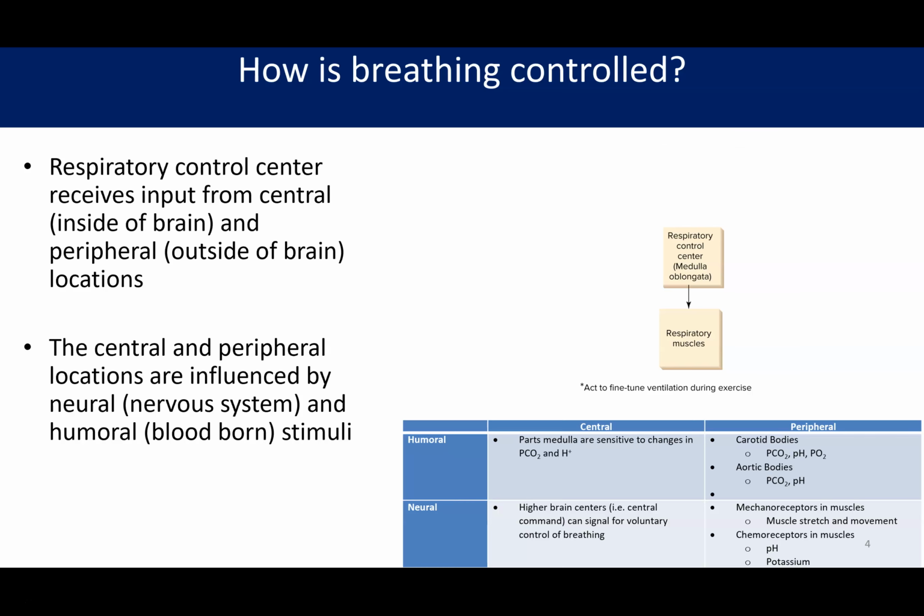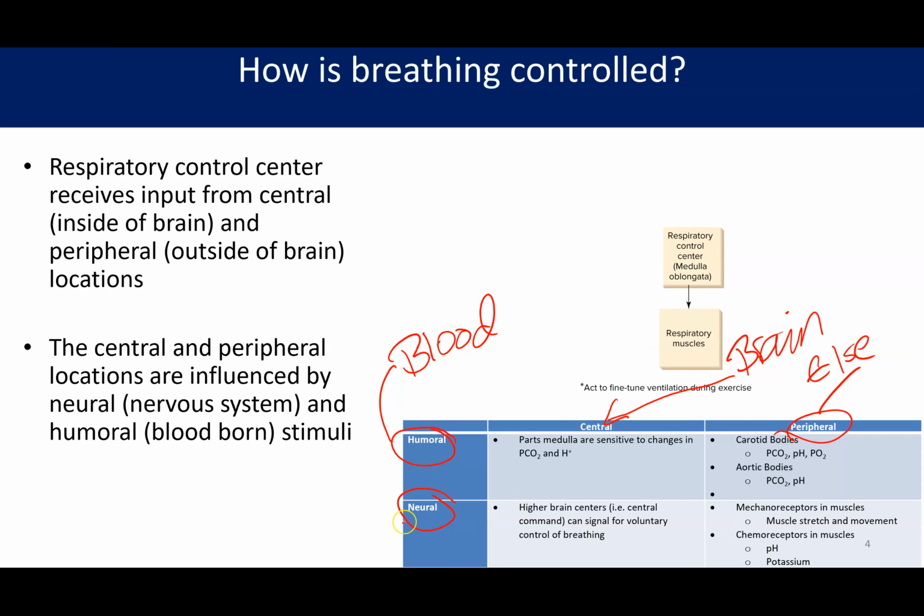So we have central, which would mean in the brain, and peripheral is everything else. We have humoral factors. Humoral just means anything in the blood. And neural obviously is nervous system. Okay, so we can make a little cross here. We have some factors that your brain monitors that are going through the blood and also the brain-blood barrier, if you guys remember that thing. Factors like PCO2 and ultimately hydrogen ions are monitored within the brain.